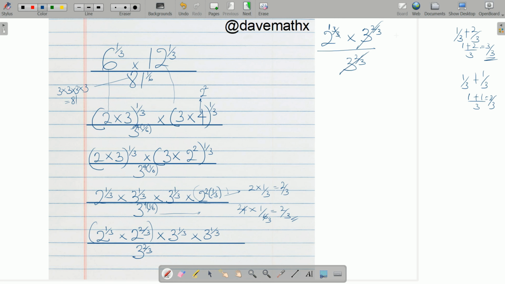Now we can cancel out the 3 raised to power 2 over 3 both in the numerator and denominator. Our final answer becomes 2 raised to power 1, which is 2.